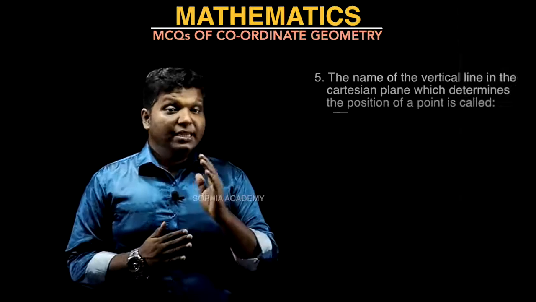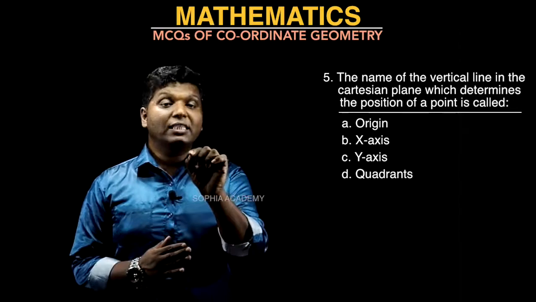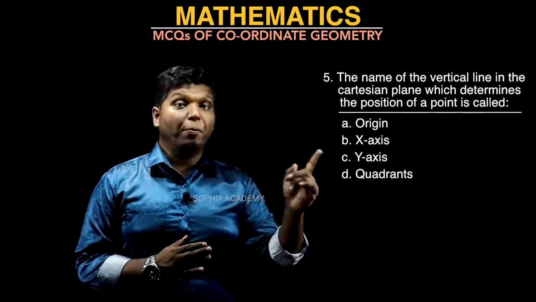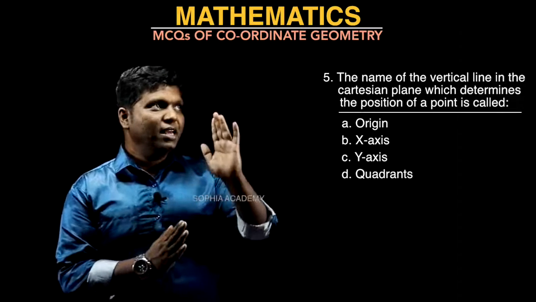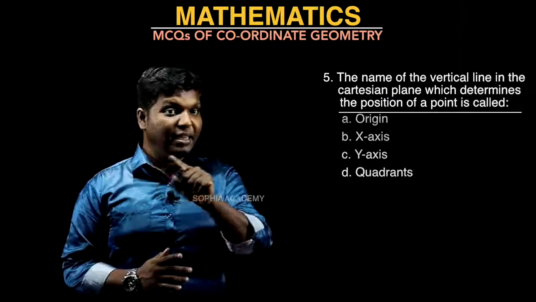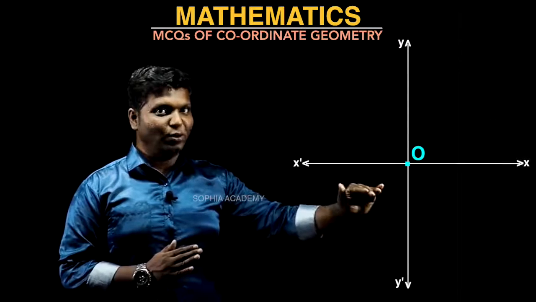Next question. The name of the vertical line in the Cartesian plane which determines the position of a point is called. See, focus your eyes on the question. The name of the vertical line, means a vertical line is going, vertical, horizontal, right?